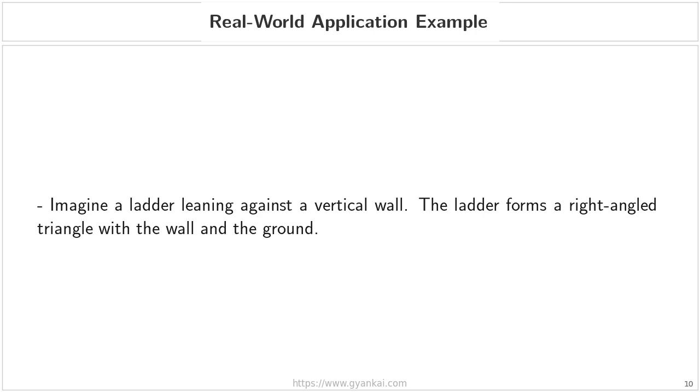Real-world application example. Now that we have mathematically proven the identity, let's step away from the abstract algebra and see how this actually applies to a real-world scenario. Imagine you have a ladder leaning against a vertical wall. If you look at the setup from the side, the ladder, the wall, and the ground form a perfect right-angled triangle, just like the triangle ABC we used in our derivation.